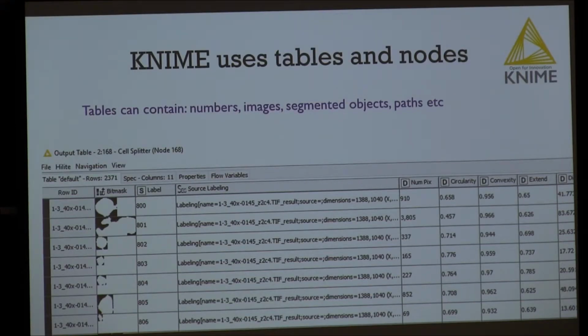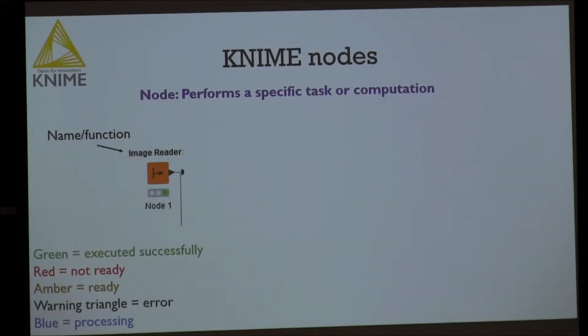So KNIME is based on the concept of nodes, but also tables. Tables contain numbers, of course, images, segmented objects, anything that you have, you can put in a table, essentially. And then you can, of course, call these tables. So, nodes. Nodes, as I said, perform different functions. At the top, you usually have the name of the node.